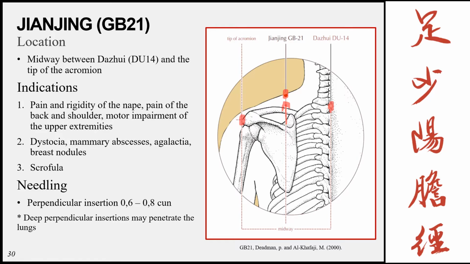and rigidity of the nape, pain of the back and shoulder, and motor impairment of the upper extremities. It can also be used for dystocia, mammary abscesses, agalactia, which is absence or reduced flow of milk, and breast nodules. And it can finally be used for scrofula. Needling is perpendicular insertion, 0.6 to 0.8 tsun. And the caution here is you've got to be careful not to do deep insertion on this point, because of its angle, it's going towards the lungs, so they lie deep to this point. And remember that this is a frequently used point.